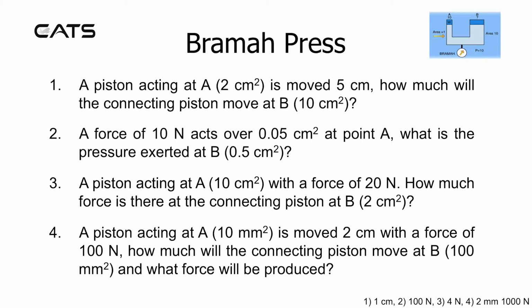A piston acting at A, 10 millimetres squared, is moved 2 centimetres with a force of 100 newtons. How much will the connecting piston move at B, 100 millimetres squared, and what force will be produced? A piston acting at A, 2 centimetres squared, is moved 5 centimetres. How much will the connecting piston move at B, 10 centimetres squared?